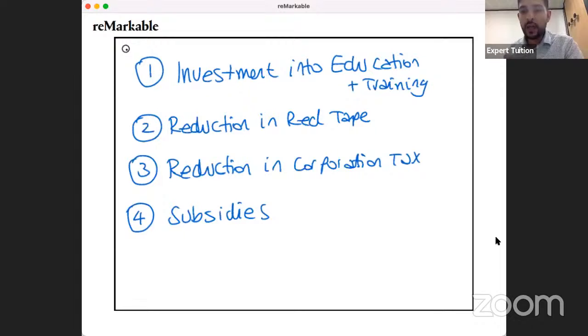Is that clear? Then the evaluation to that particular point is really straightforward. There are two. One is that there's a massive time lag. There's such a huge time lag between investing into education and training schemes and it impacting the economy. That's one. Number two, if you had time, is this cheap? Of course not, right? It's going to cost a lot of money.